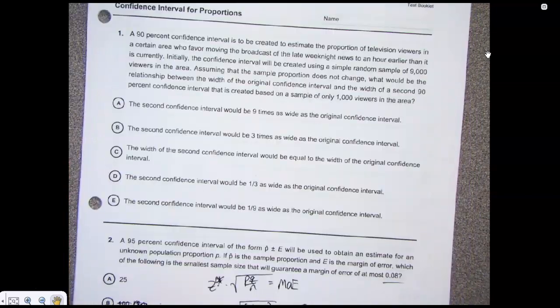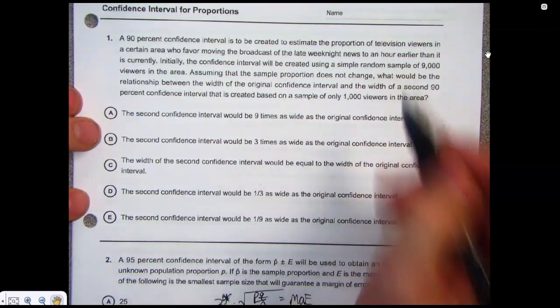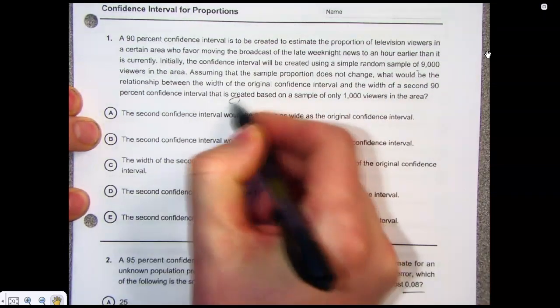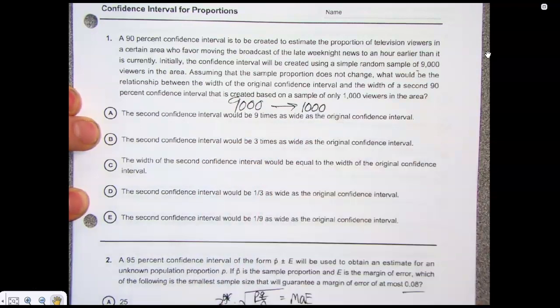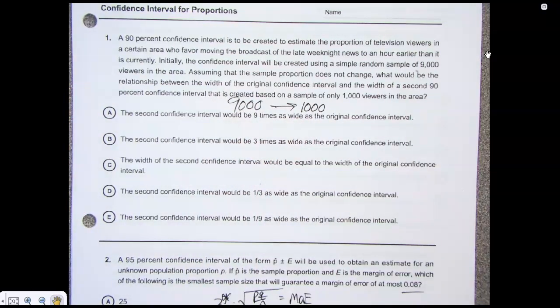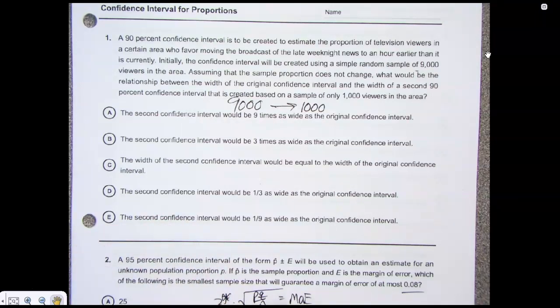Alright, then 1, we haven't quite talked about this, we have a little bit. My first interval has 9,000 in it, and then I go to an interval with a sample of 1,000. We usually talk about the other direction: if my sample size gets bigger, what happens to my margin of error? It gets smaller. Well, they flipped it. So if my sample size gets smaller, what's going to happen to my margin of error? It's going to get bigger.